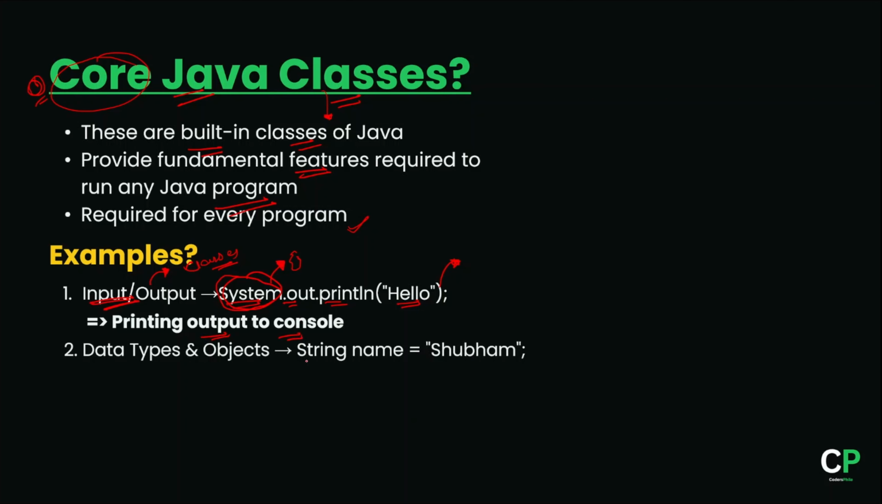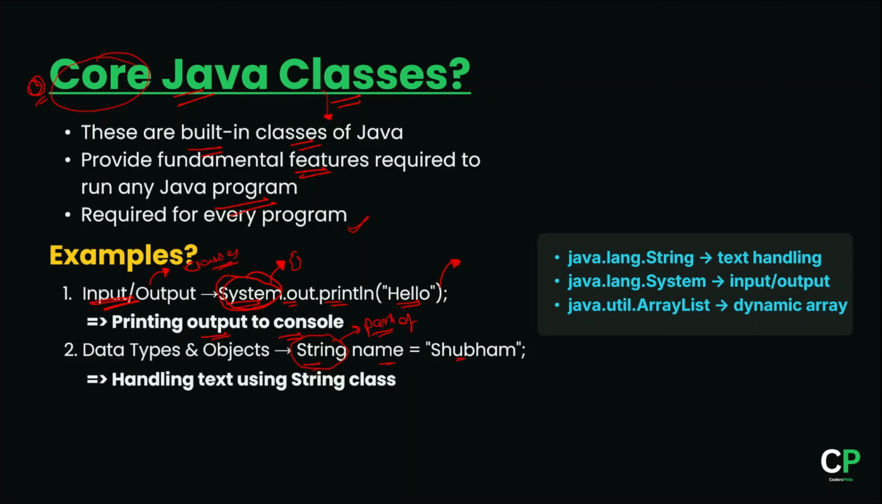Second, data types and objects. For example, String name = "Shubham". Here the String class is part of the core Java classes, used for basic text handling. These are some examples of the core Java classes. For example, java.lang.String is used for text handling. It is a part of the core Java classes. java.lang.System is used to handle input and output. It is part of the core Java classes. java.util.ArrayList is used to create a dynamic array. We will learn all about it. If you are not understanding, just remember that these are the different types of classes available in Java.